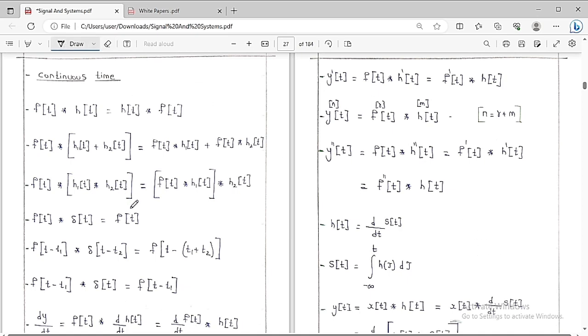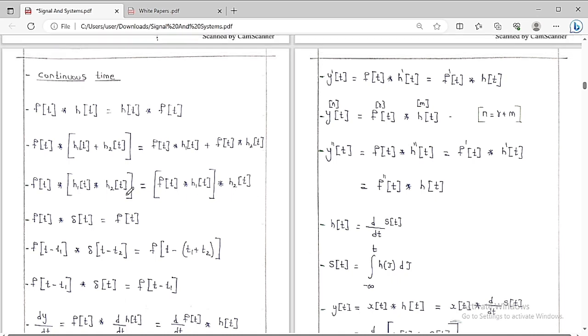Then, the next point is f of t convolution of h1 of t convolution of h2 of t is nothing but, basically, instead of keeping the bracket here, I can keep the bracket here also. So therefore, f of t convolution of h1 of t convolution of h2 of t I can also get as f of t convolution of h1 of t, whole convolution of h2 of t. So what is the meaning of this?